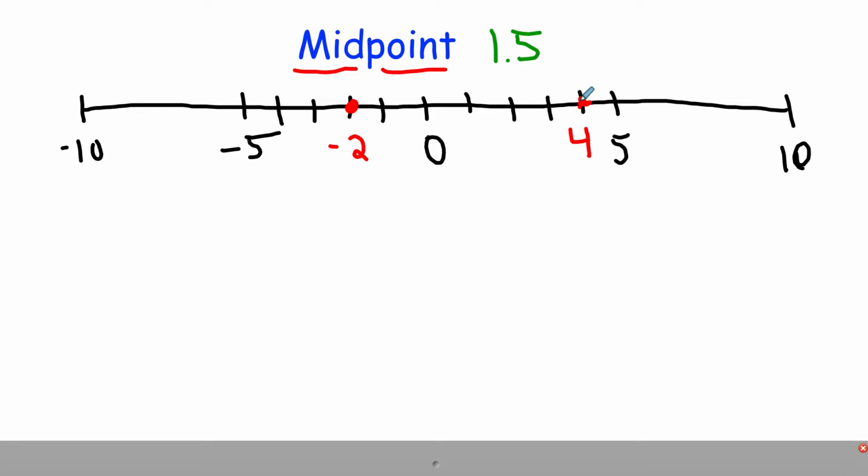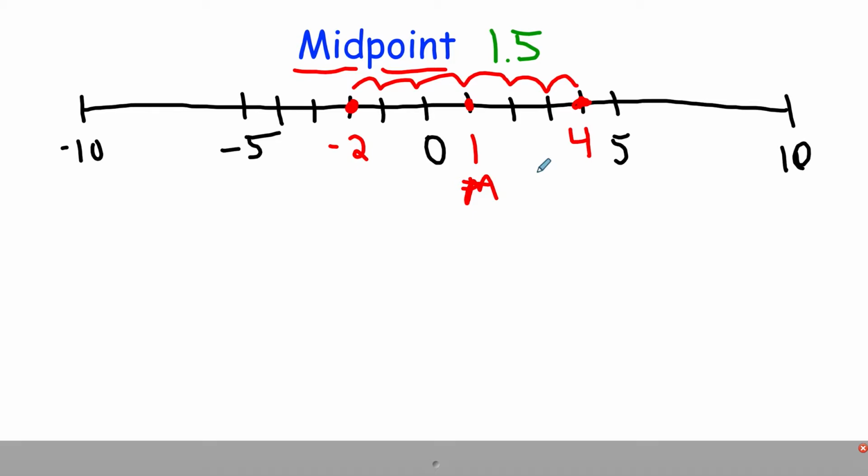exactly between those. Now, there's a couple of ways to find this midpoint. First, we can just count. There are 1, 2, 3, 4, 5, 6 slots between -2 and 4. So the midpoint is going to be exactly halfway between them. And so 6 divided by 2, or 6 times 1/2, is 3. So I need to go 3 away from either of these. If I go 3 away from 4, that is 1. And if I go 3 away from -2, that is 1. So 1 is the midpoint, right? And we would call this M. We call the midpoint M.